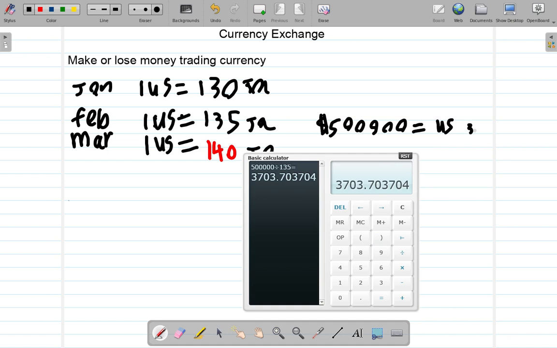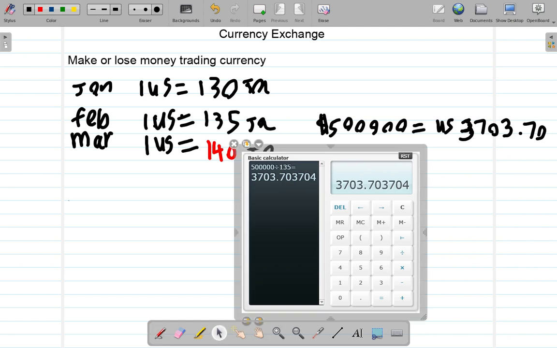So now you have 3703.70. Let me write this 3 a bit larger. All right, $3,703.70 US dollar. That's what you have. When they change the money in February, this is what they have. All right.